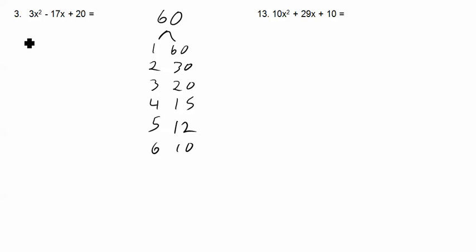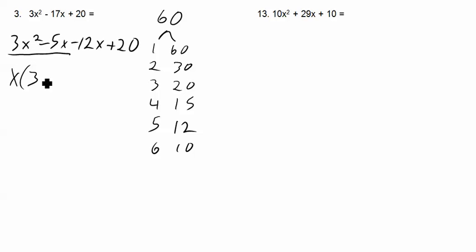So we go 3x squared. Okay, we're going to use 5 and 12, but we need it to be negative, so we're going to use negative 5x and negative 12x plus 20. So we take a look at the first two. What can I take out of them? Just an x. So when I take the x out, I'm left with 3x. When I take the x out, I'm left with minus 5.